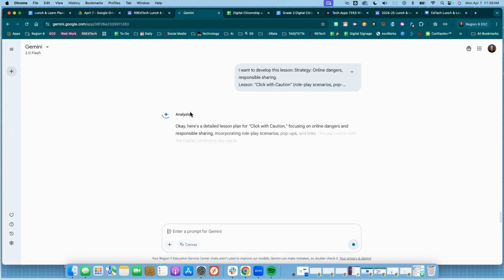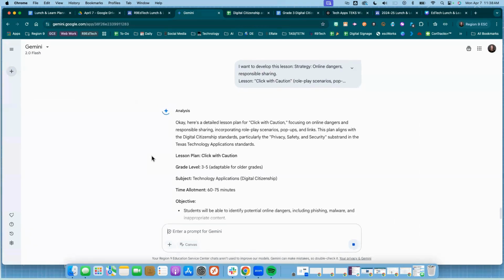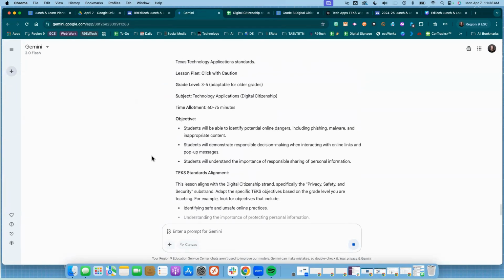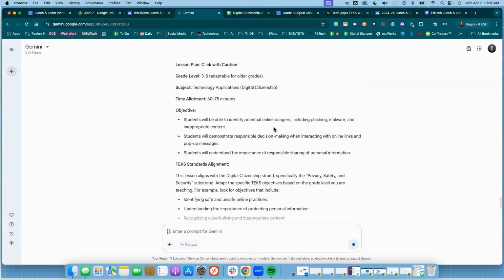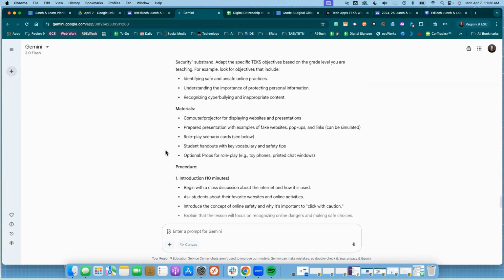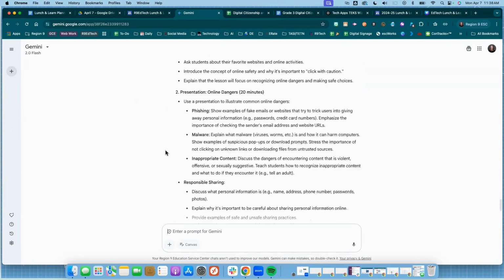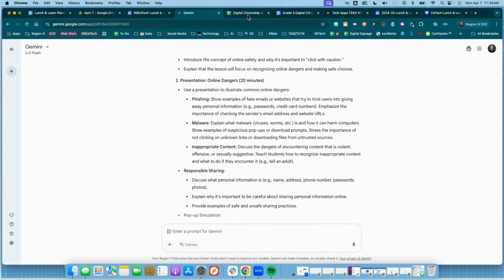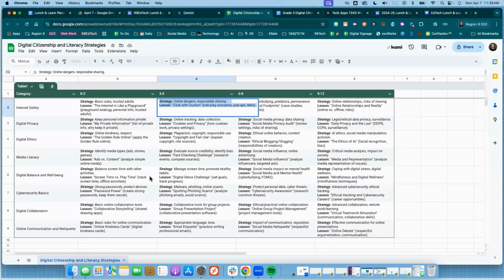Oh, it's going to be slow today. There it goes. Here's a detailed lesson plan. And so it does. It gives me a lesson plan on online dangers, phishing and malware and inappropriate content. And then it gives me the standards as well as what plan I could do. Now, again, that's totally doable, but that would be a whole lot of having to go through and make each of these. And that wasn't quite what I intended for it to give me.